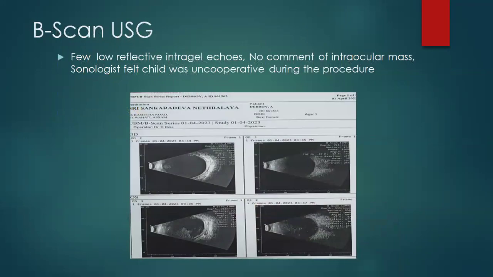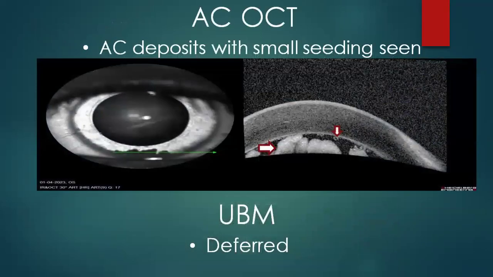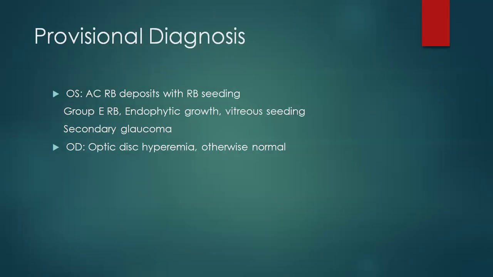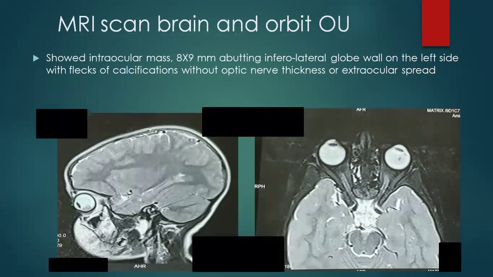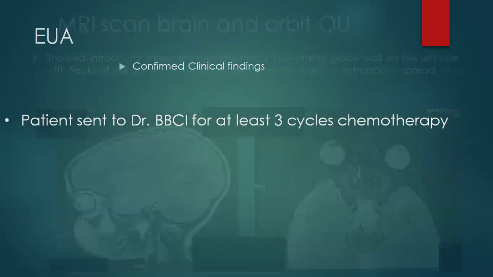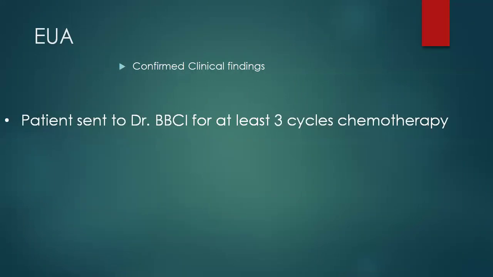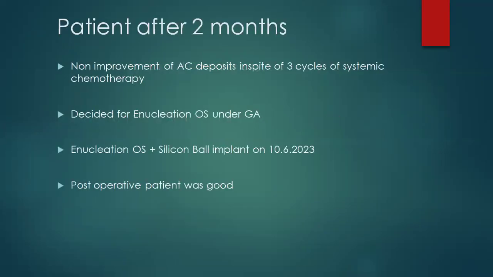Now, B-scan ultrasound did not give too much information as the patient was uncooperative, and UBM was not done and was deferred, but anterior segment OCT showed the vitreous seed and deposit in the anterior chamber. The patient was given 3 cycles of chemotherapy at this stage by the oncologist, after diagnosing the case with the help of an MRI scan. The 3-cycle chemotherapy was received in a local cancer institute.